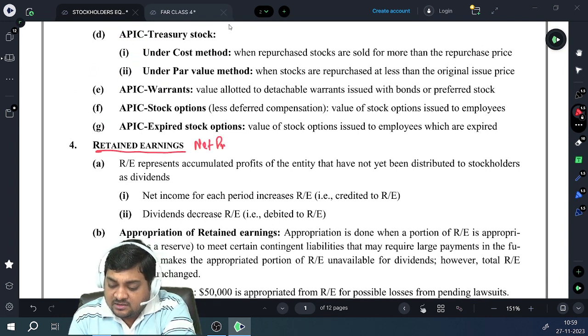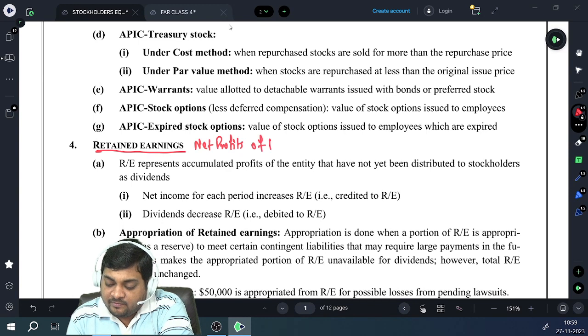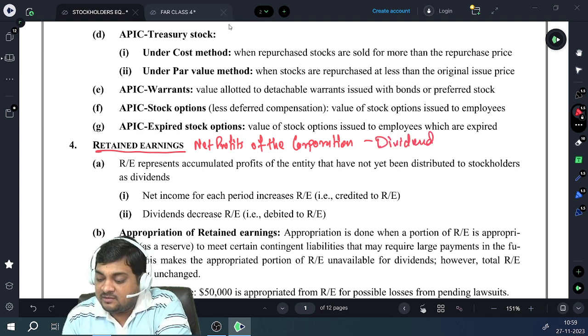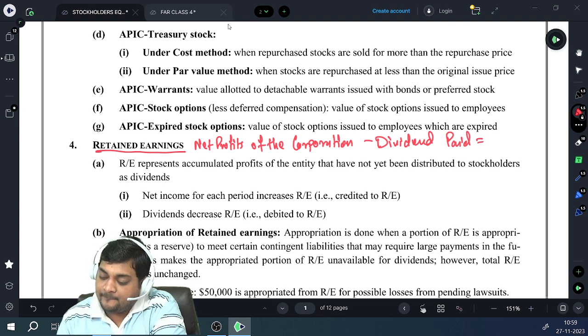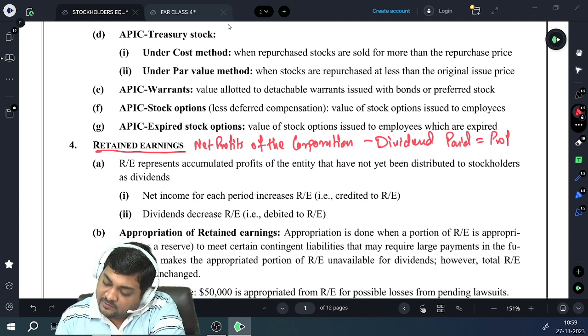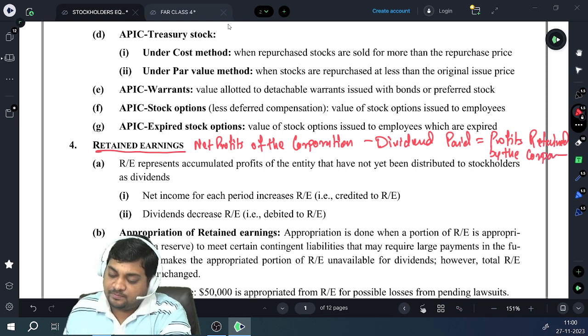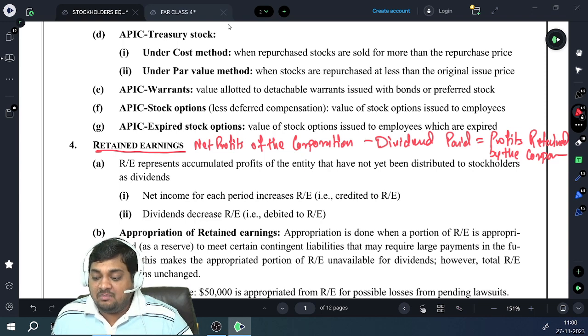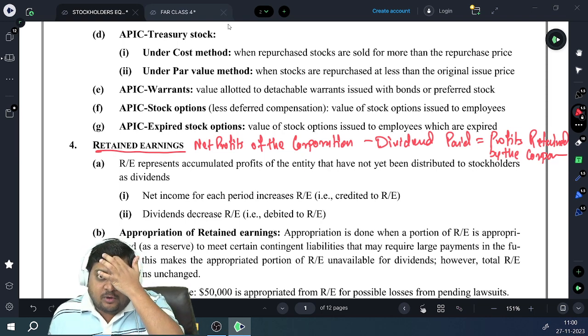Okay. Next we have retained earnings. Basically the net profits of the corporation minus dividend paid, that is profits retained by the corporation. In the very first year, whatever net profit you have earned will be added to retained earnings, and out of that, whatever dividend you have paid will be subtracted. So you have net profit retained by the corporation, right? Basically plowing back of profits, right?